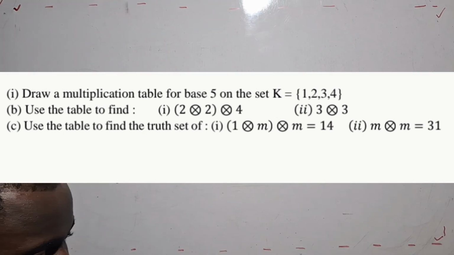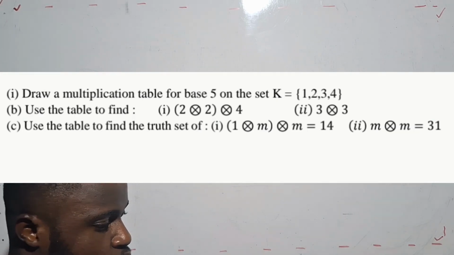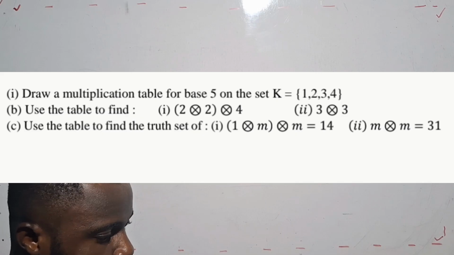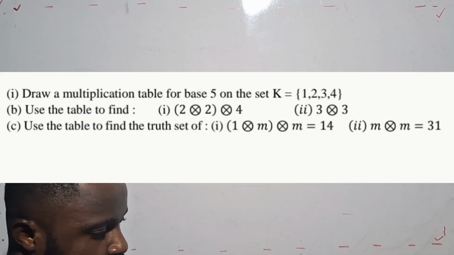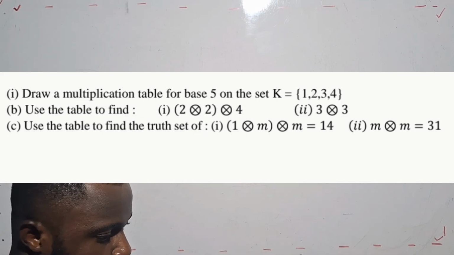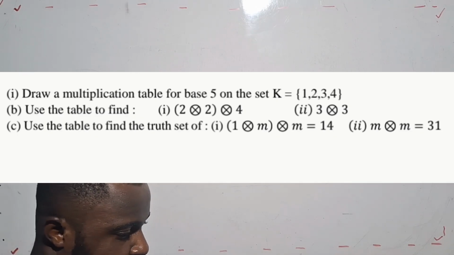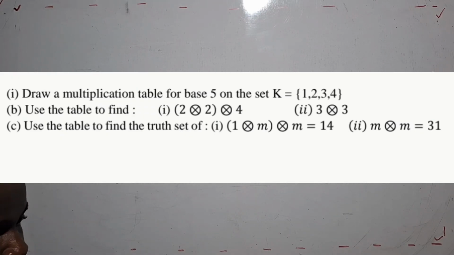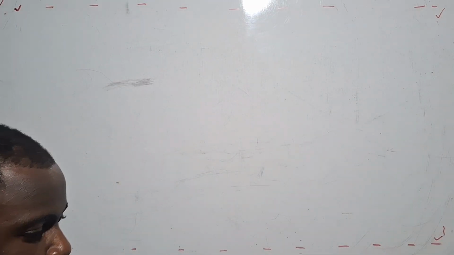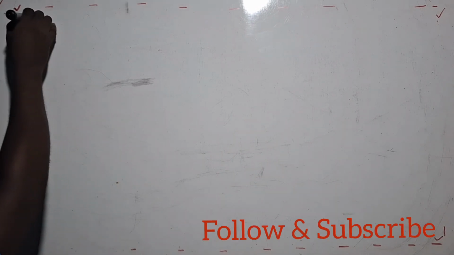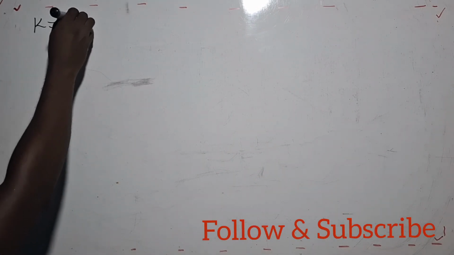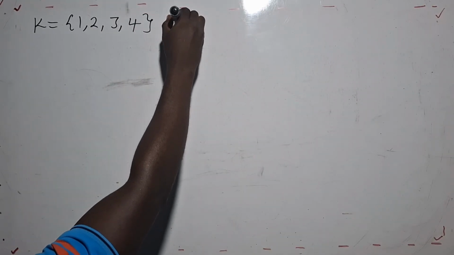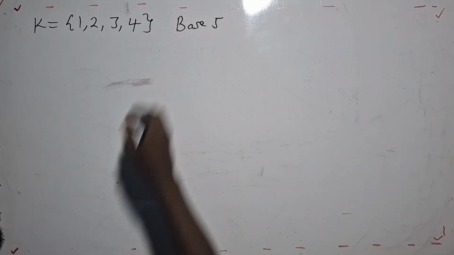Then use the table to find I. Brackets open 2 times 2, bracket close times 4, then I. 3 times 3. Then use the table to find the truth set of I. 1 times m, bracket close, times m is equal to 1, 4, then m times 1. Now, this is a multiplication table. So the multiplication table, they give us the set K: 1, 2, 3, and 4, for which we are drawing for base 5.